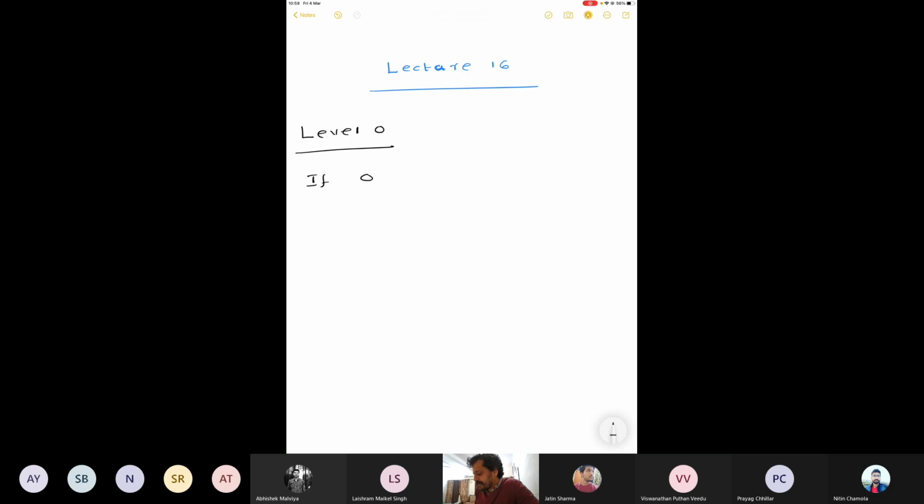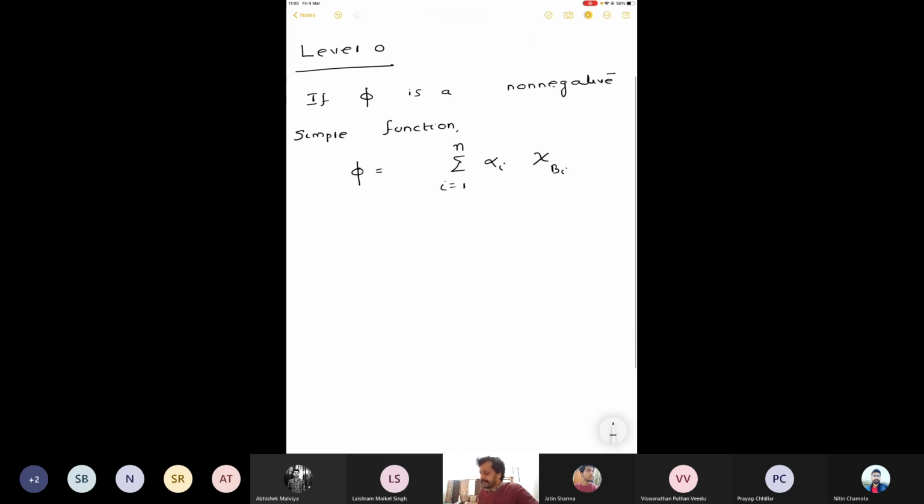If phi is a non-negative simple function, say phi is of the form summation alpha i chi B i, i equal to 1 to n, without any constraint that the alpha i should be distinct, the B i should be disjoint, et cetera, we can define the integral over phi dm as summation alpha i measure of B i, i equal to 1 to n.